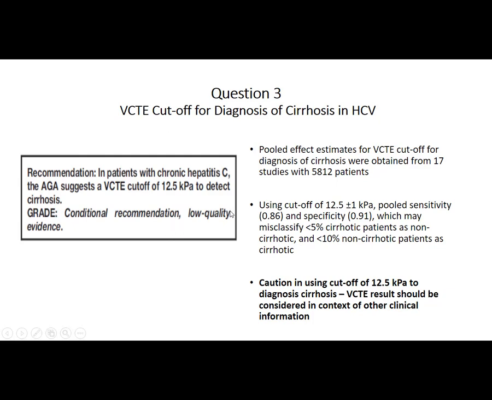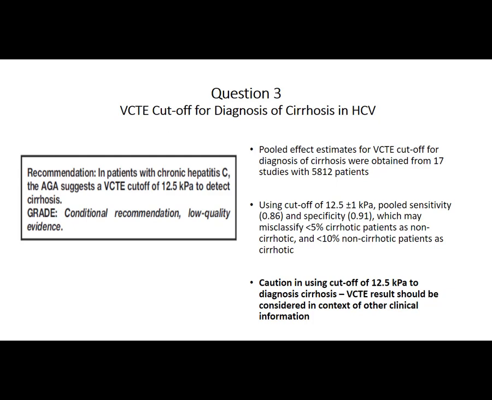Although, if you look at the numbers here, the pooled effect estimates came from 17 studies with almost 6,000 patients. And the sensitivity was 0.86 and the specificity was 0.91, which may misclassify less than 5% of cirrhotic patients as non-cirrhotic and less than 10% of non-cirrhotic patients as cirrhotic.